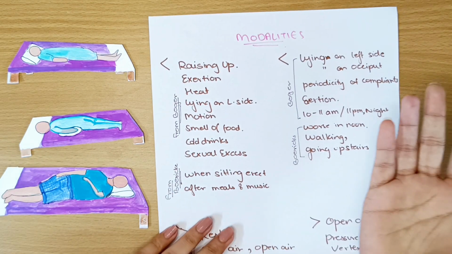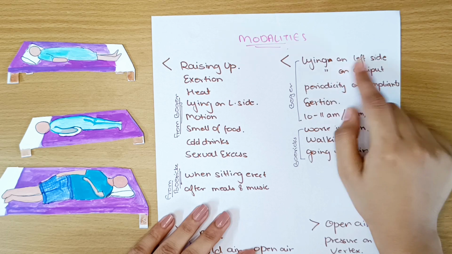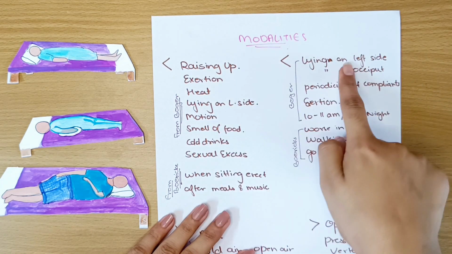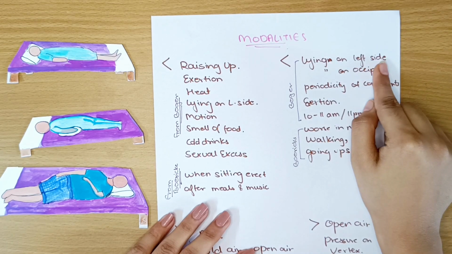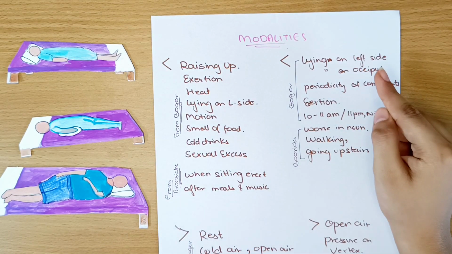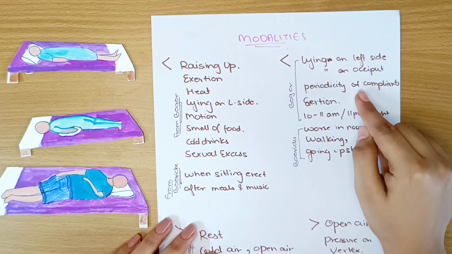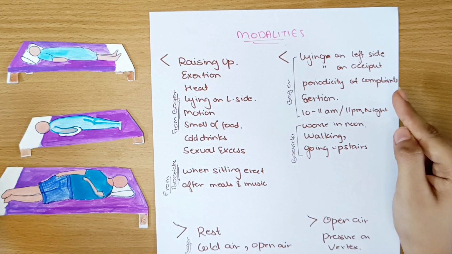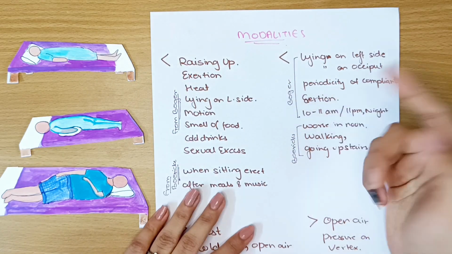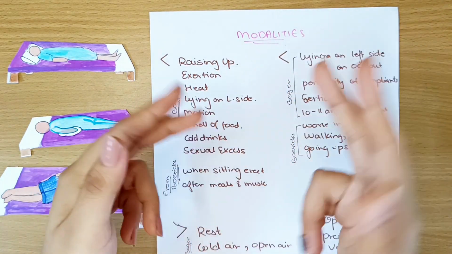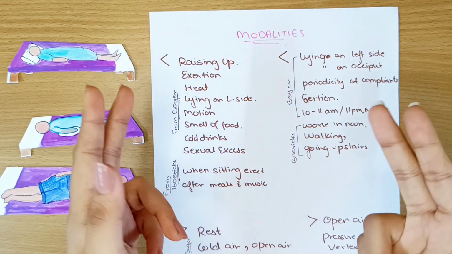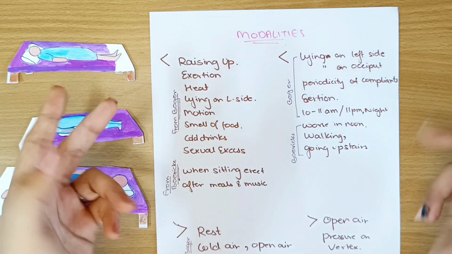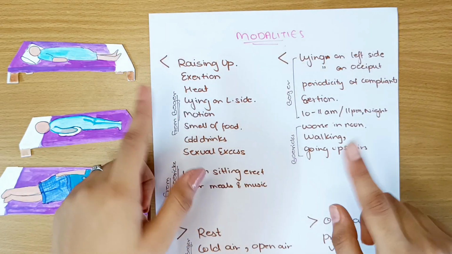The aggravations again in Cactus grandiflorus are lying on the left side, which is also seen in digitalis. So this is very common. But along with the left side, also when they're lying on the occiput, there is trouble. There is periodicity of the complaints, which we have already seen, that Dr. Boericke said there is great periodicity in this remedy, with complaints coming up every year or every month. Again, exertion is present in both of them.